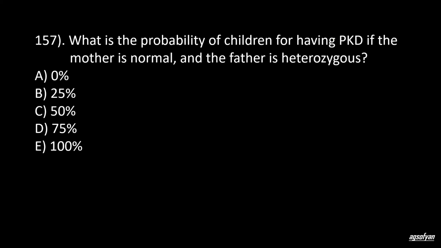Okay, remember PKD, polycystic kidney disease, is a dominant autosomal disease. So the ones that have dominant alleles, homozygous dominant and also heterozygous, will have the disease. It is said that the father is heterozygous, which means the father has the disease, and the mother is normal. So let's say we're using the same letter, letter A. Normal will be lowercase. And the father actually has the disease, but heterozygous, like this.